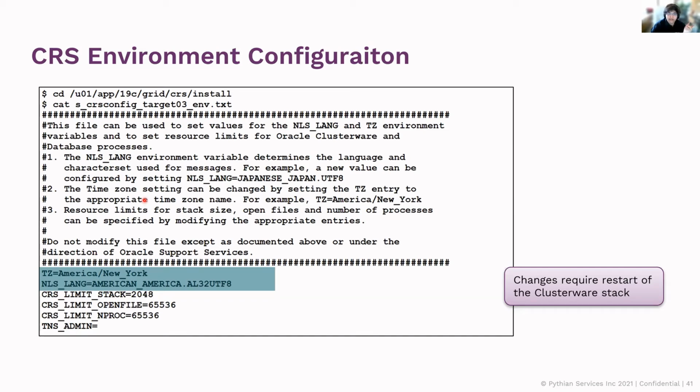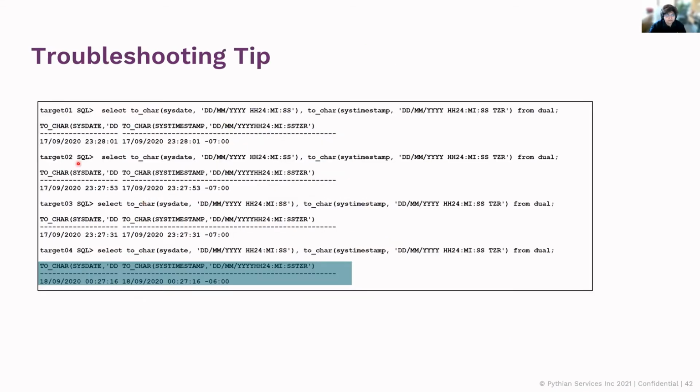So what option do you have when it does not work? Well, the first thing you would want to do is figure out what's happening, right? So let's take a look at an example. Here's an example where I've got a 4 node RAC. This is my target 1. I can see my time zone is -7. Target 2, -7. Target 3, -7. But on my 4th node, this is -6. Something is definitely wrong. And these are all connections over my listener.